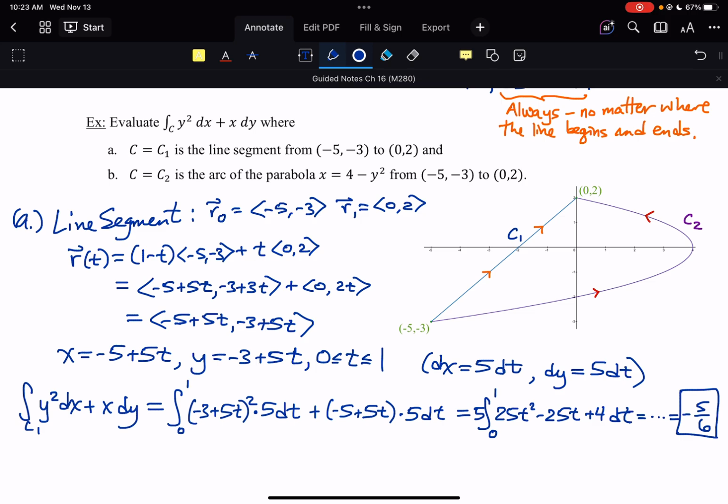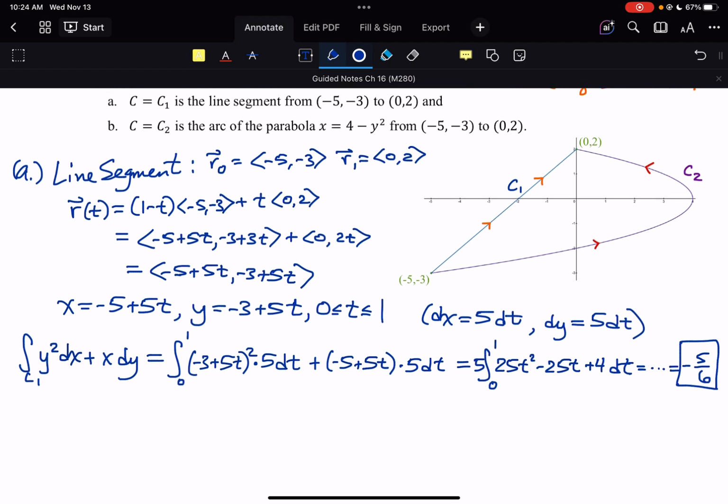If we're thinking of this in terms of area, clearly this function is not positive over that entire interval, so it dips below the xy plane, so we are getting some negative values out of that, and that's okay. We're still able to evaluate it as normal.